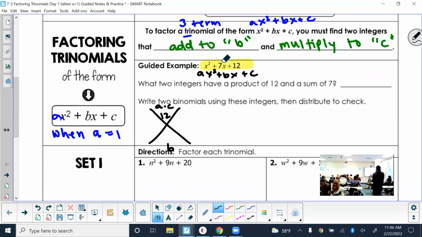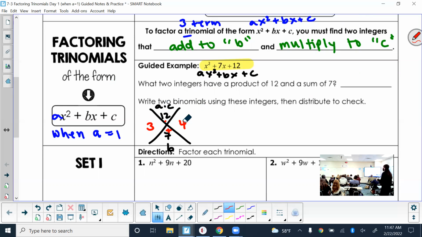What number is in the B position? Just a 7. So yes. And to fill in our diamond, I need 2 numbers that multiply to 12. If it helps to draw the symbol, then draw the symbol. Multiply to 12, but at the same time, add to 7. 3 and 4. Anyone disagree?